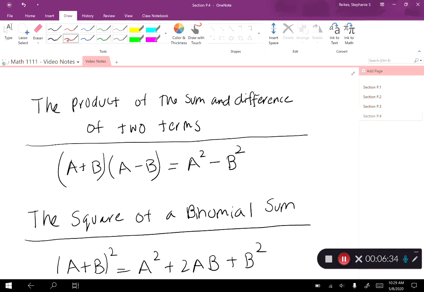Next, let's take a look at some special cases. The first one, the product of the sum and difference of two terms. So that's if I have (a plus b) times (a minus b). I can FOIL like I normally would, like the previous example, or like we did when we were rationalizing fractions in the last video. Our O and I are going to cancel out when we FOIL, and we're going to be left with just a squared minus b squared.